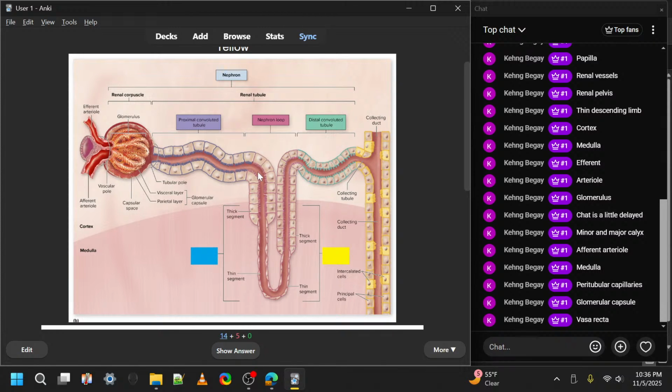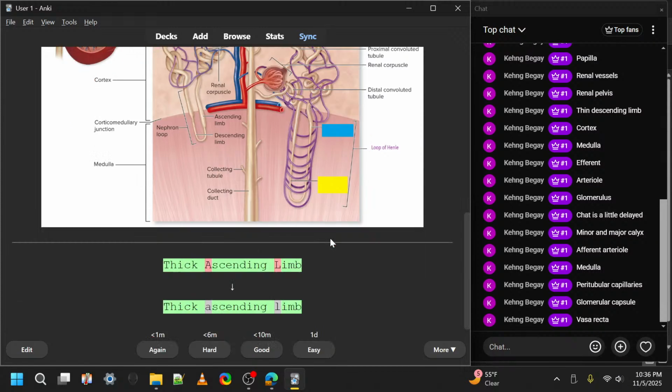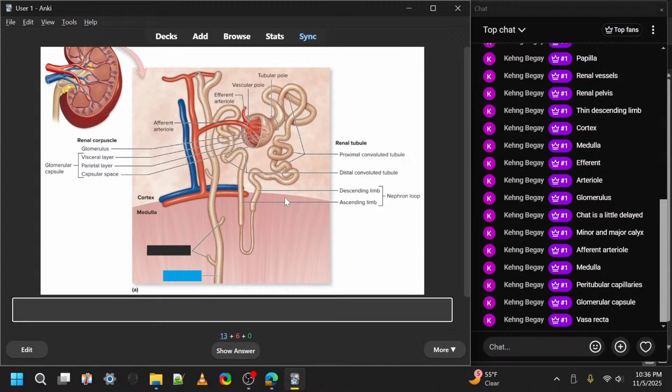Alright, the yellow. So this is proximal, going down, thin, descending. So the yellow would be thick ascending limb. Nice. Capitalization error, but I don't care. I always capitalize the first letter of every word, but it doesn't matter.